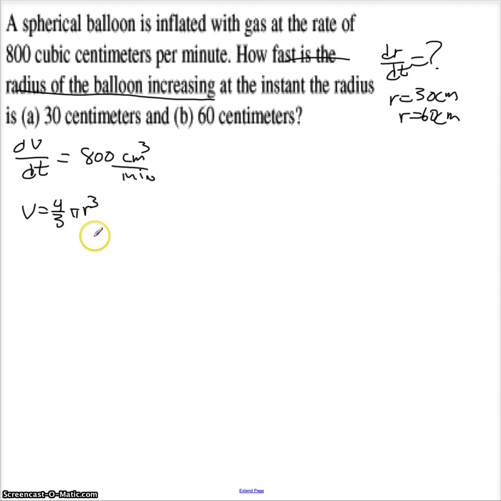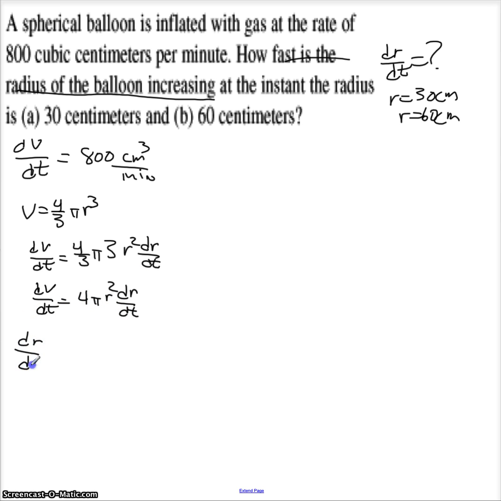So if the volume is 4/3 pi r cubed, what I need to do is take the derivative with respect to t of the entire thing. So this is going to be dV/dt, and then it's going to be 4/3 pi. Now the derivative of r cubed is 3r squared times the derivative of r with respect to t. So dV/dt is equal to 4 pi r squared dr/dt. All right, now we're looking for dr/dt, so let me solve this for dr/dt.